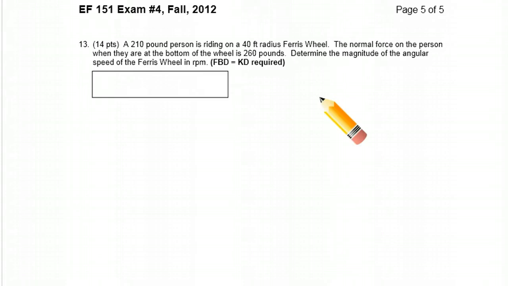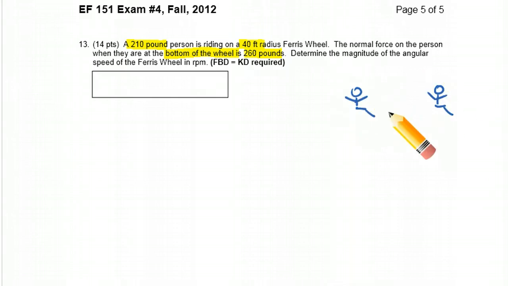Hopefully, having been through the class, you've seen a lot of these problems worked. The key or important points are at the bottom of the wheel: there's the normal force, there's the radius, there's the weight of the person. So we'll have the person sitting at the bottom of the wheel, and they're having fun. The center of rotation, since we're at the bottom, is up here.